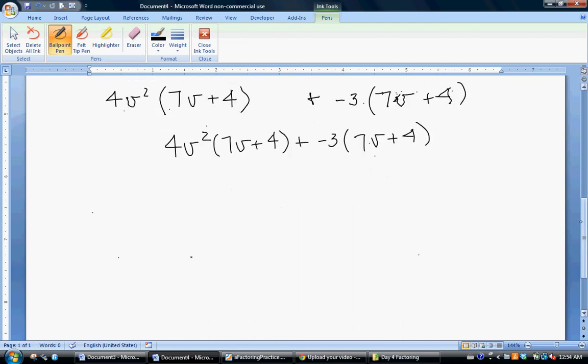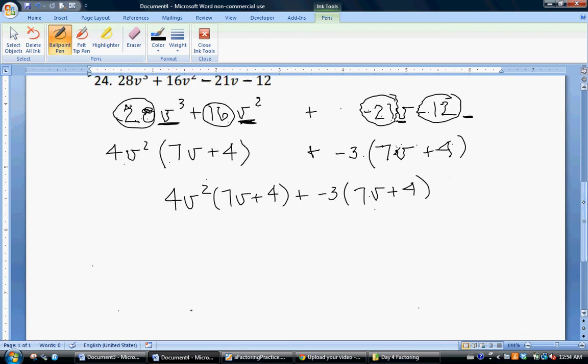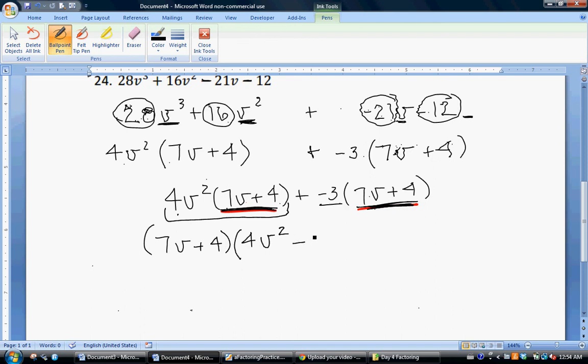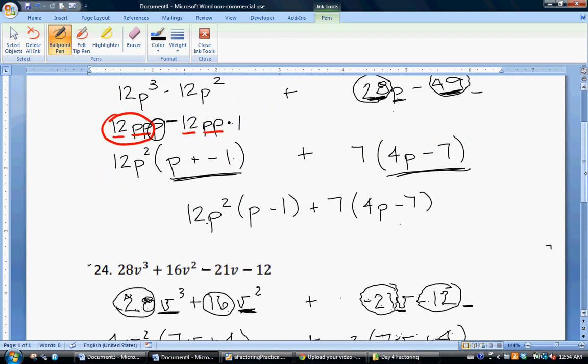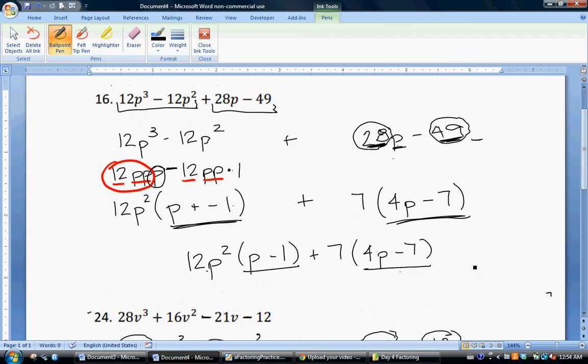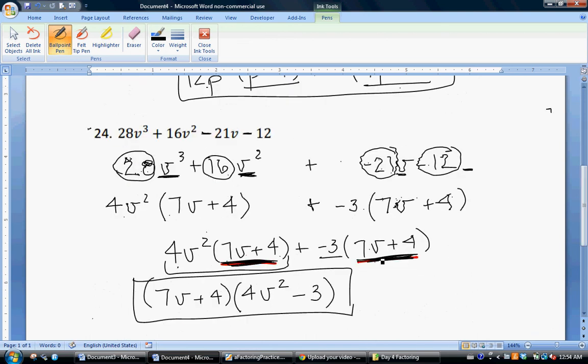If you notice, both of these terms have 7b plus 4. That means we have another greatest common factor. So I'm going to divide out 7b plus 4, and remember, when I do that, it means write it off to the side and put parentheses. If we look at this term, when we take out that 7b plus 4, we have a 4b squared left. And when we take out this 7b plus 4, we have a negative 3 left. So this would be our final answer. If we refer back to the first example, in this case these two were different, and so that's as far as you can go. But on the other hand, these two are the same, and so we could actually take it an extra step and divide out again to simplify it even more. Okay?